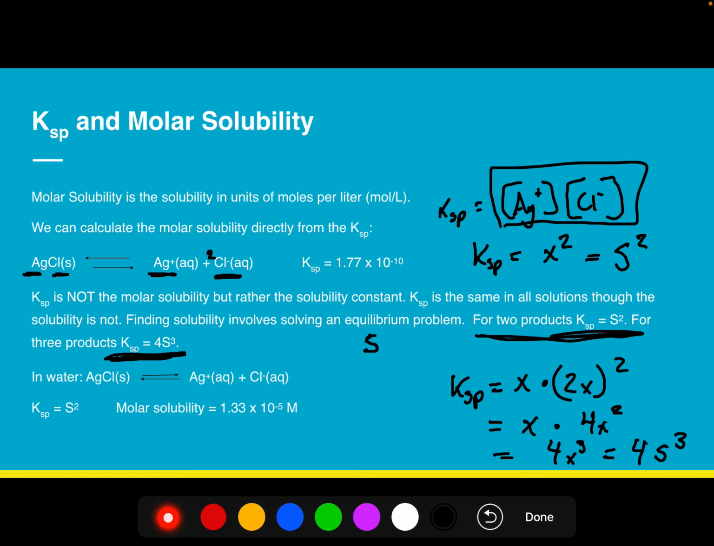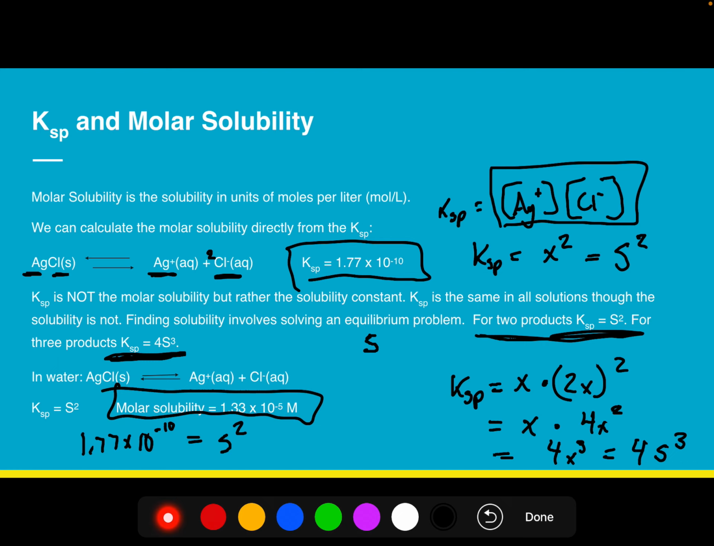Anyway, if you want to solve for the molar solubility, you just solve for X. So in this case, we have the KSP value of your silver chloride, so we would do 1.77 times 10 to the negative 10th is equal to S squared. Take the square root, and you would get this as your answer, and that's the molar solubility.